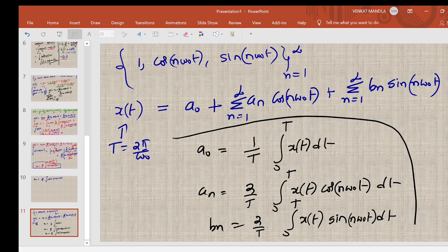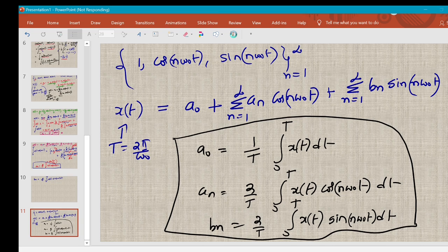So how do we find these coefficients? This a naught I have already derived, that is 1 by T integral 0 to T x of t dt. an is 2 by T integral 0 to T x of t cos n omega naught t dt. bn is 2 by T integral 0 to T x of t sin n omega naught t dt. So this is how we need to find a0, an, bn, right? To represent this x of t as a sum of orthogonal signals, we need to find these three integrals. First find a0, then an, and then bn. Then substitute them in the equation.